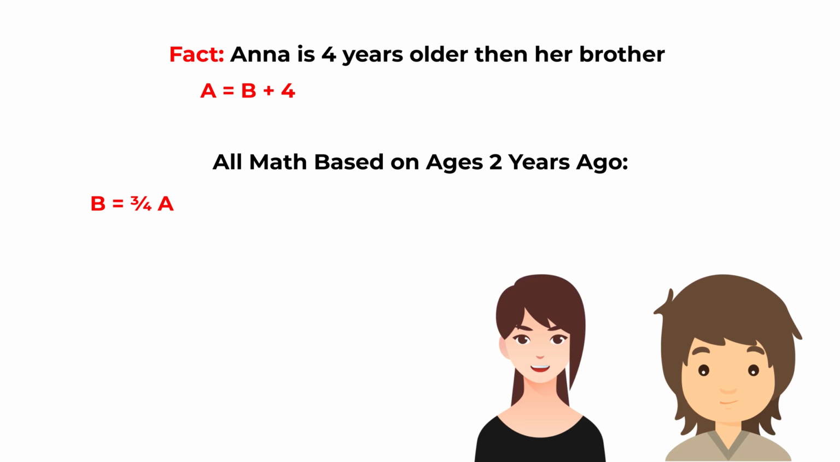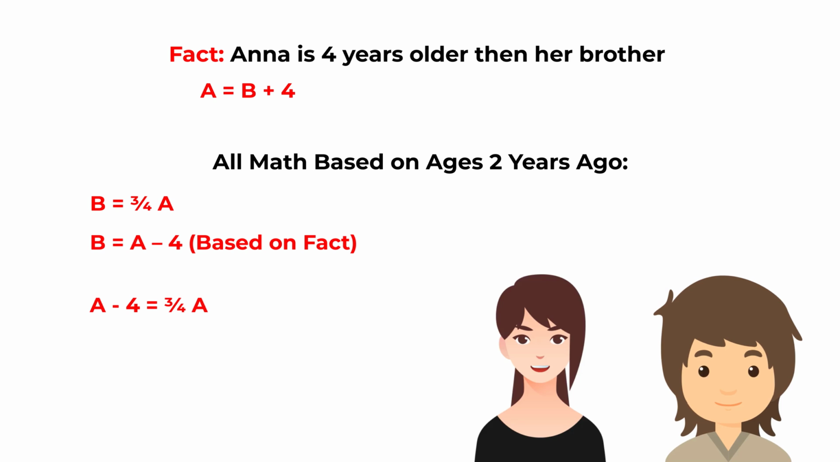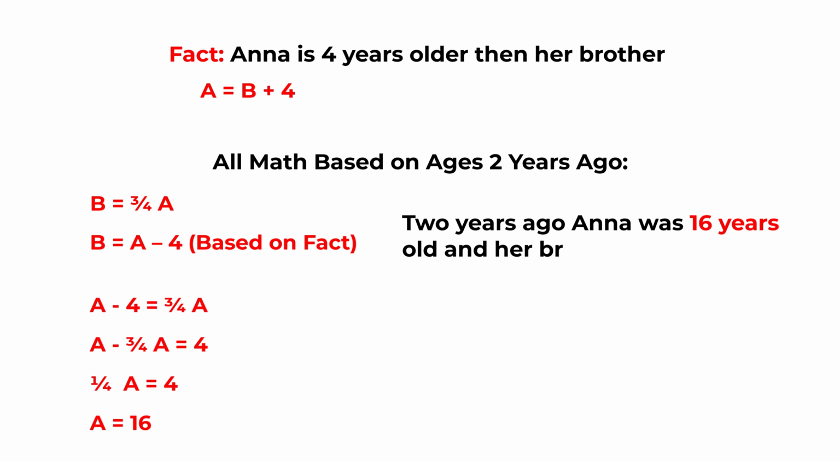Now let's use the factual information about the brother's age. Brother's age equals Anna's age minus 4. And now we can create an equation based on Anna's age at the moment of time 2 years ago. Anna's age minus 4, based on the fact, equals 3/4 of Anna's age, which means that Anna's age minus 3/4 of Anna's age equals 4, 1/4 of Anna's age equals 4, and Anna's age equals 16. So 2 years ago, Anna was 16 years old, and her brother was 3/4 of 16, 12 years old.